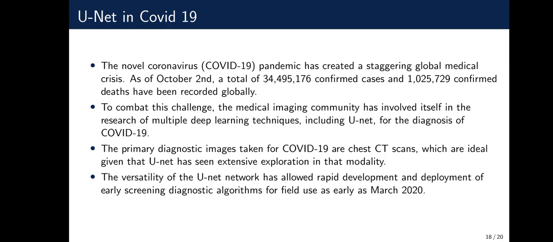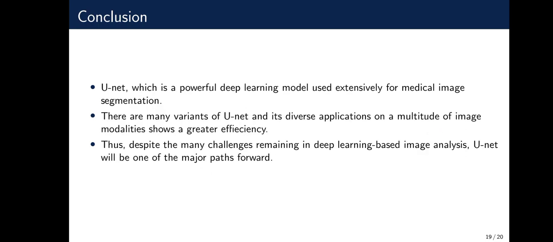The primary diagnostic images taken for COVID-19 are chest CT scans, which are ideal given that U-Net has seen extensive exploration in that modality. And the versatility of the U-Net network has allowed rapid development and deployment of early screening diagnostic algorithms for field use as of March 2020.